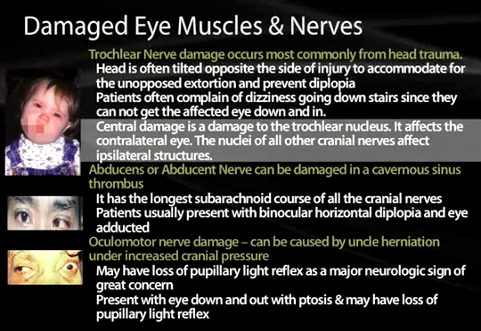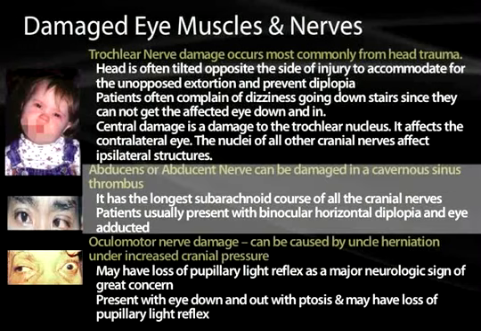The central damage is the damage to the trochlear nuclei, and that can affect the contralateral eye. All of the other nuclei of the cranial nerves are affected by ipsilateral structures. With abducens injuries, you're going to have an adducted eye. And this is a commonly injured one because of its long subarachnoid course compared to the other cranial nerves. Patients are going to have horizontal diplopia and an adducted eye because they have unopposed adduction when they lose their abductor.